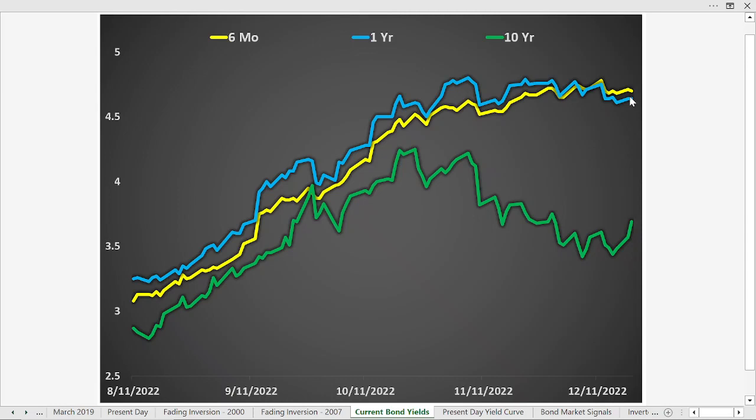However, we can see that as of late, the 10-year bond yield has begun to rise while the 1-year bond and the 6-month bond have remained relatively flat. And this contraction in the yield, the difference between these two, is really something that could be very significant.